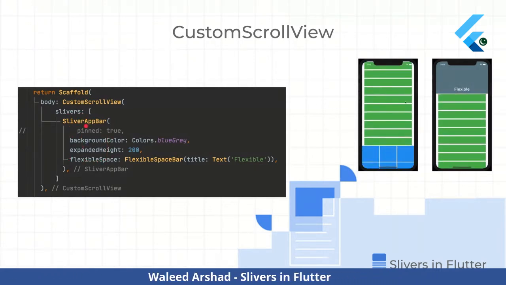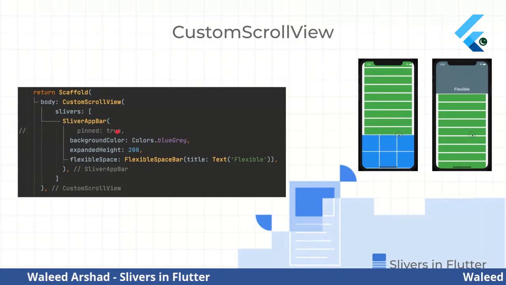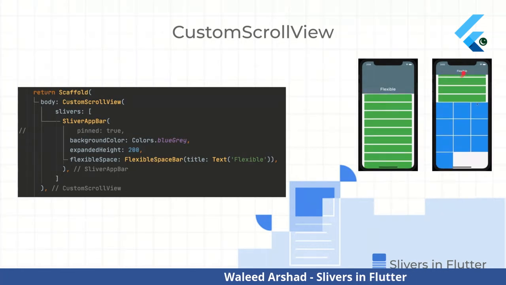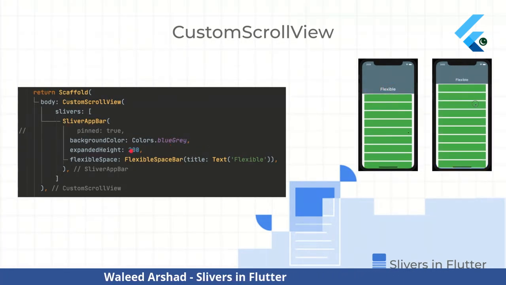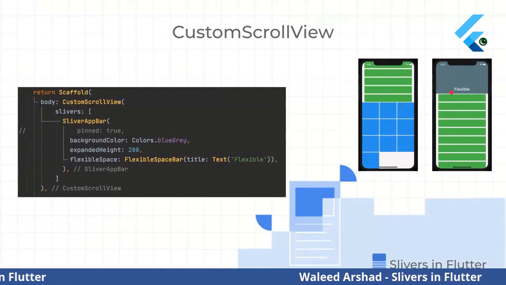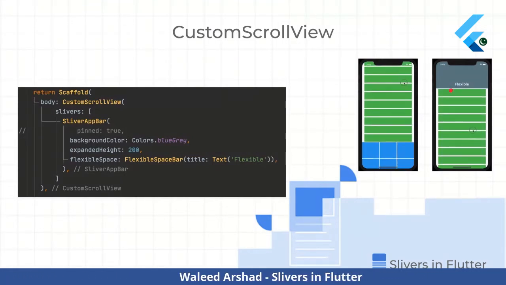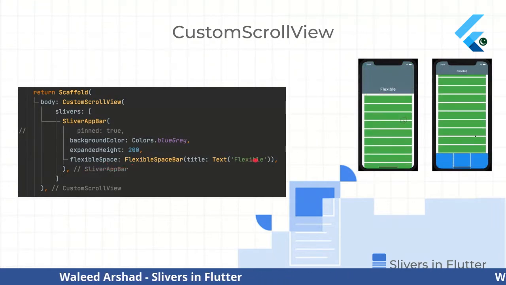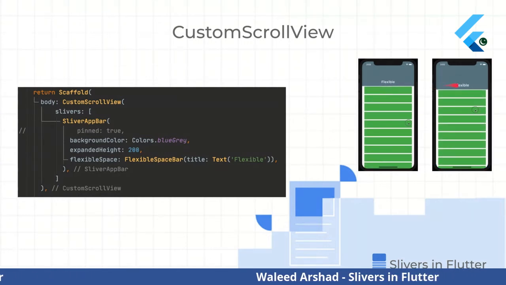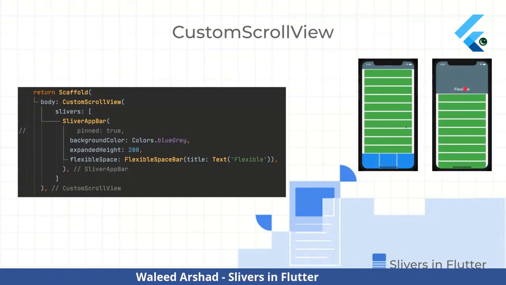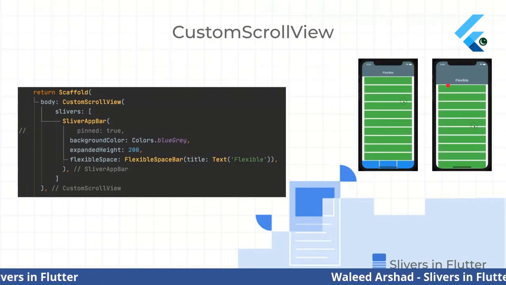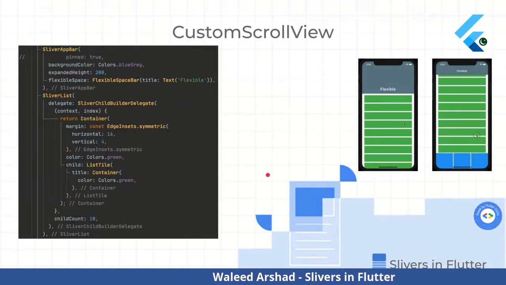So you put a sliver app bar, and it has a pinned property. When you keep it true, this thing happens. You have the background color, and you have the expanded height. Expanded height is this height, the maximum that it expands to. Then you have the flexible space bar, which has a text widget. The flexible space bar automatically makes the text smaller as you scroll up, so you don't need to worry about that. It automatically expands itself.